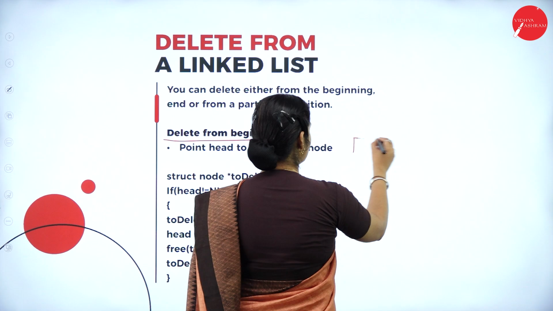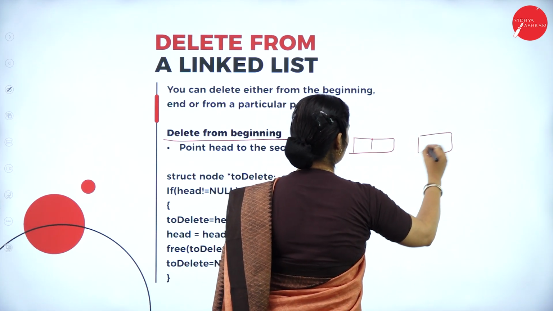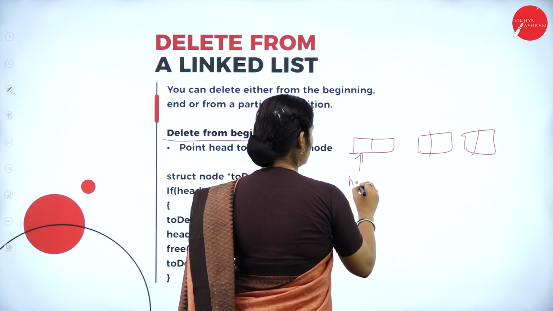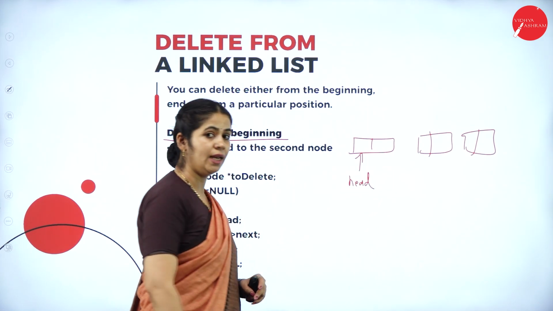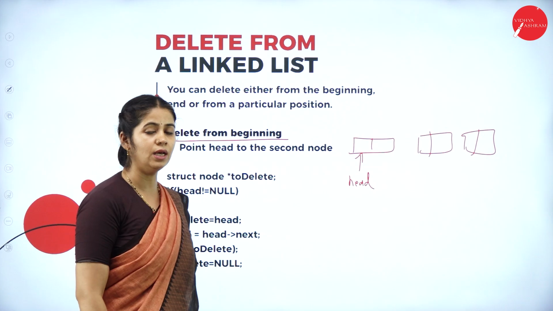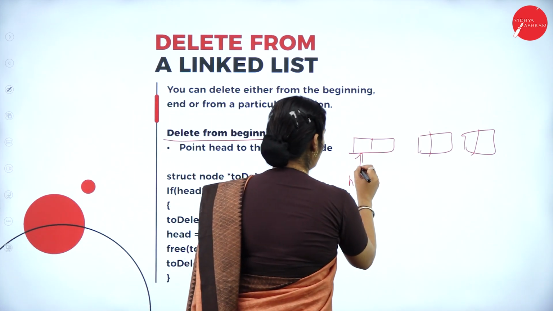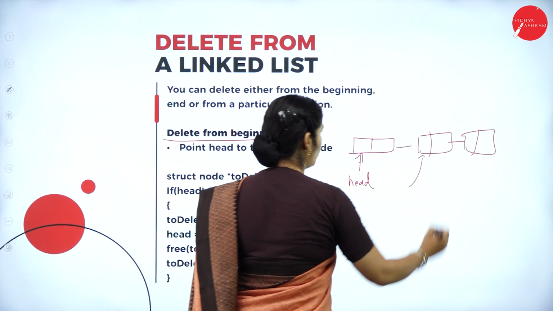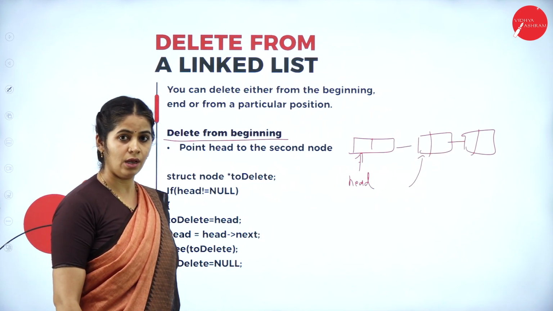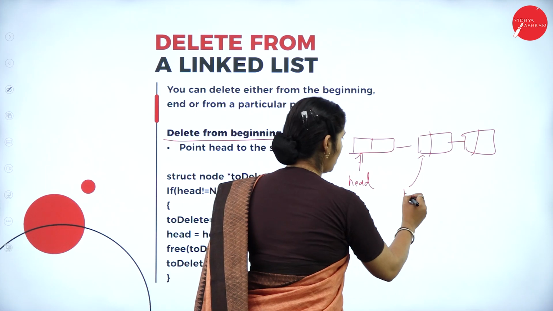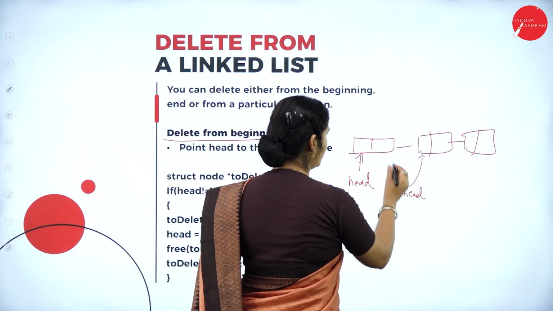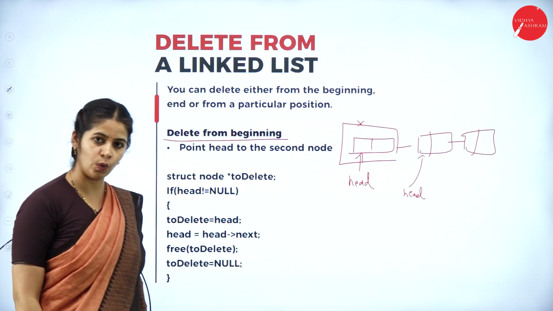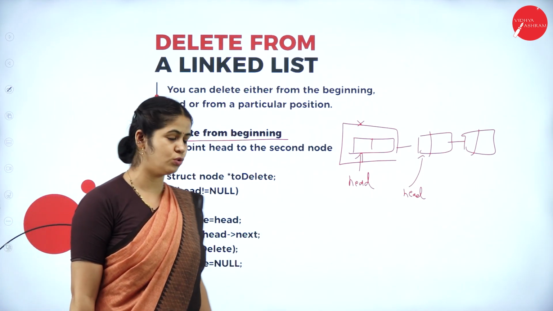If this is my linked list, we have some 3 nodes. This is my head, right? The first node of the linked list will always be the head node. First, we have to make this head pointer point to the second node of the linked list. After changing the head pointer, we then have to delete this particular first node. That is the procedure we are supposed to follow.